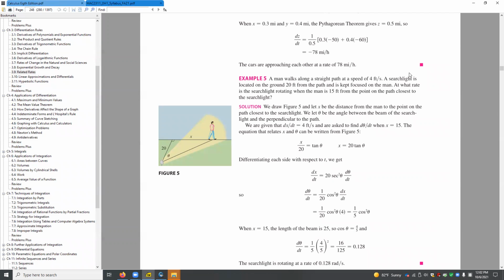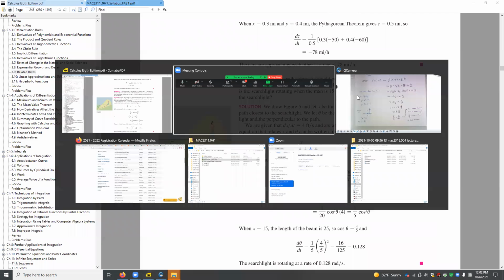This one's okay. Man walks along a straight path, 4 feet per second. Searchlight located on the ground, 20 feet from the path. Kept focus on the man. What rate is the searchlight rotating? And the man is 15 feet from the point closest on the path to the searchlight. All right, let's take a look at that.